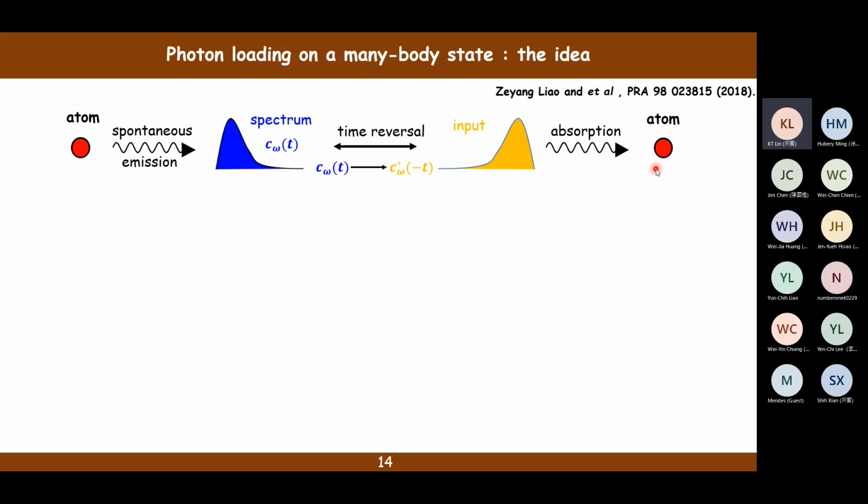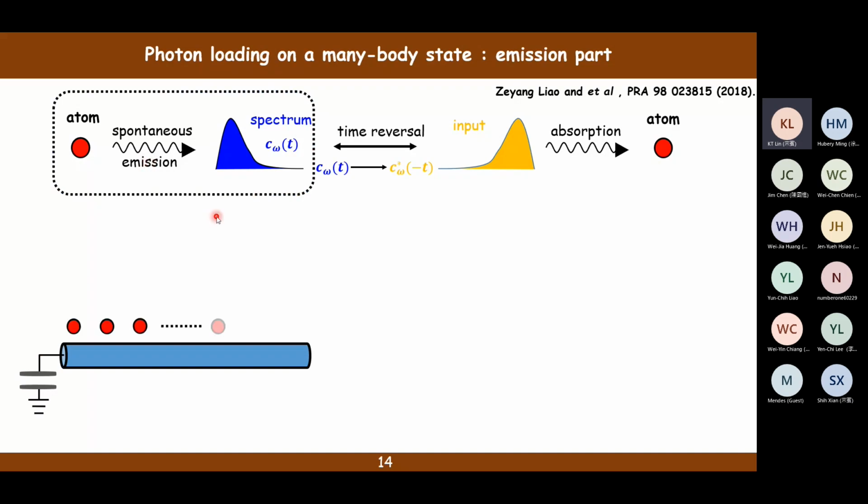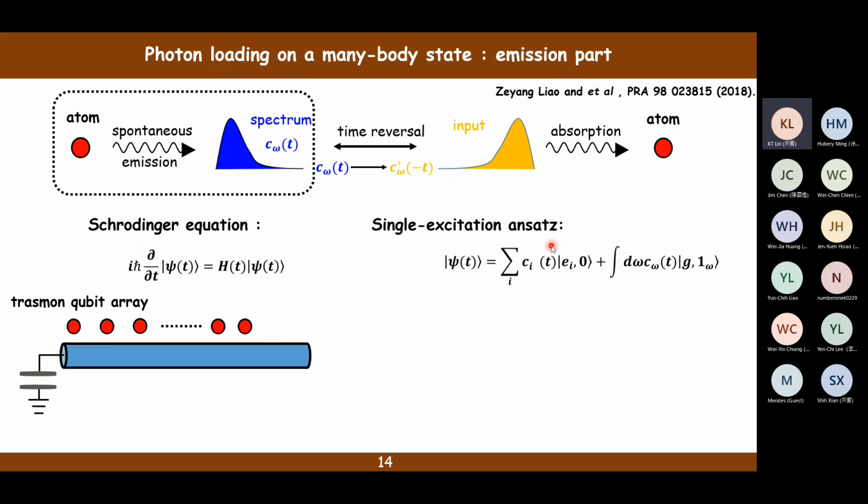Okay, and to apply this concept to our system, let's start with the emission part. So now we have a terminated transmission line coupled to a transmon qubit array here, and our system can be described by the Schrödinger equation. Because we are considering how to prepare single-excitation many-body states, we can write our state in the single-excitation subspace. We include the atomic amplitude, and the photon degree of freedom is also considered in this state.